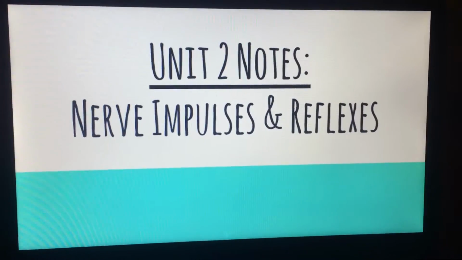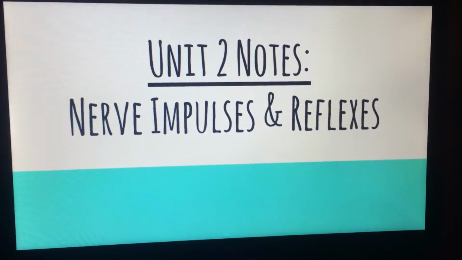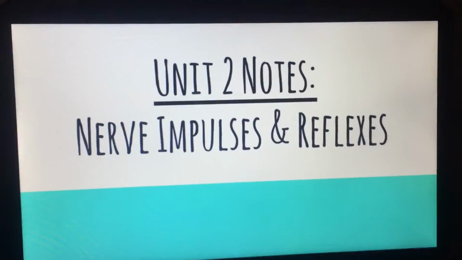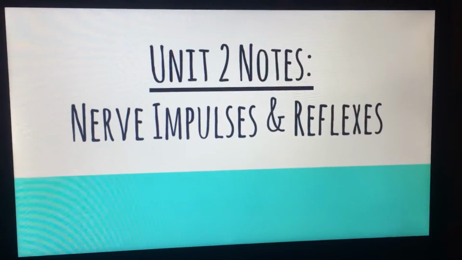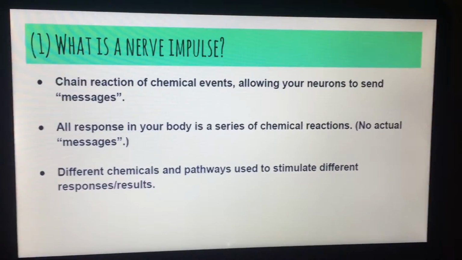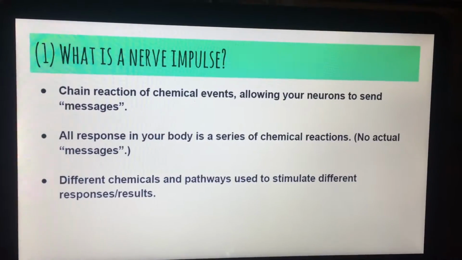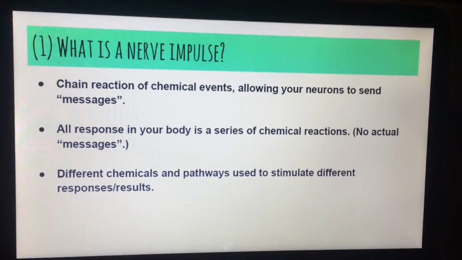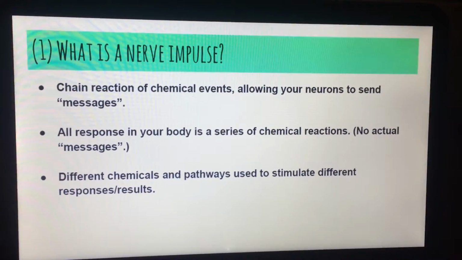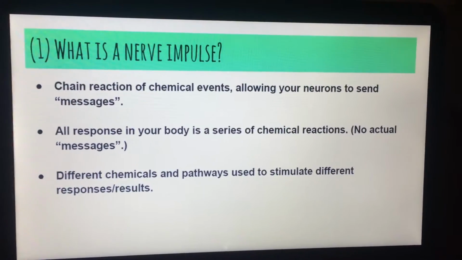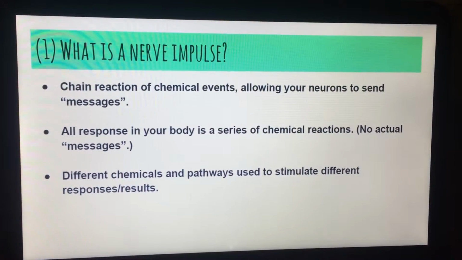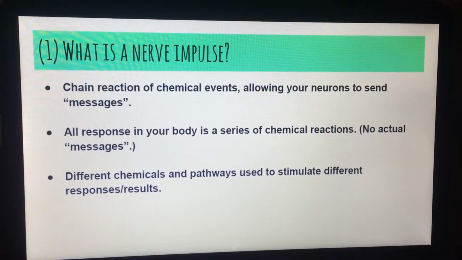Alright, so these notes are part of our unit on the nervous system, Unit 2, and they're specifically going to be focusing on nerve impulses and reflexes. So a nerve impulse is really at the heart of what we've been calling these messages that are sent to and from your nervous system. It's a series of chain reactions of chemical events that allow your neurons to send messages.